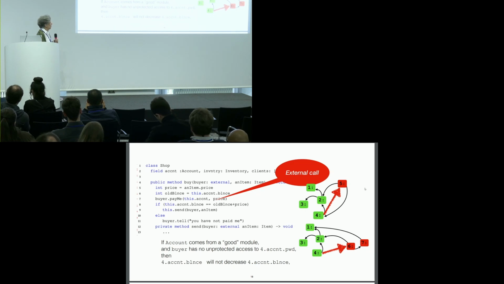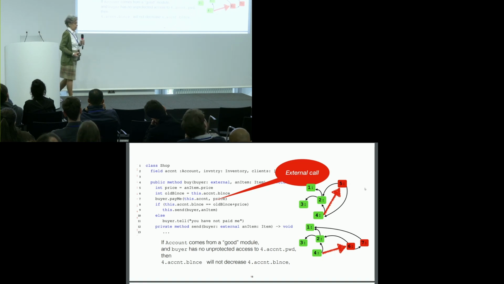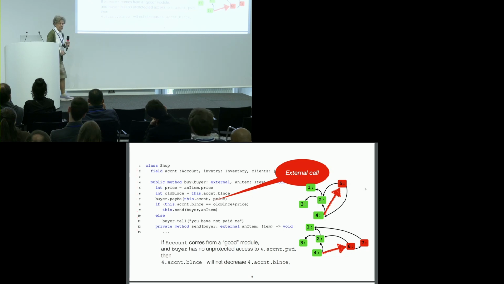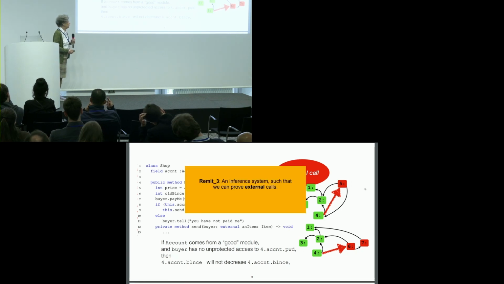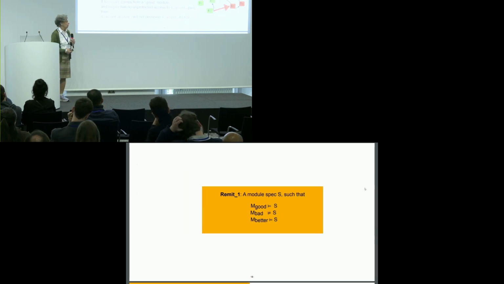then we know that provided that our account here comes from a good module, our account is robust, and provided that the buyer has no unprotected access to the password, so doesn't have access to 2, then the balance will not decrease afterwards. And we would like to be able to prove that. So that is the third remit. Develop the rules that would allow us to prove that.